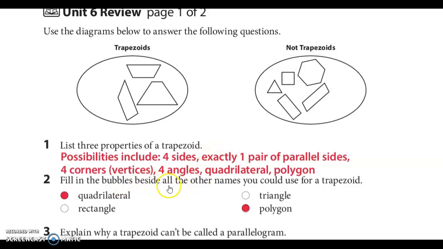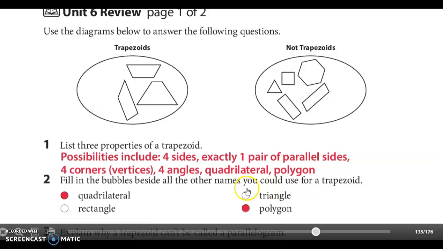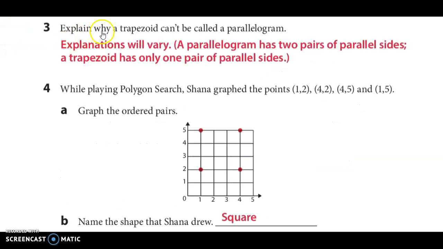Number 2, fill in the bubbles beside all the other names you could use for a trapezoid. A trapezoid could also be a quadrilateral. A trapezoid cannot be a rectangle. A trapezoid cannot be a triangle, but it can be a polygon. So the 2 correct answers are quadrilateral and polygon. Number 3, why can't a trapezoid be a parallelogram? Well, one of your answers, if it's close to this, could be a parallelogram has 2 pairs of parallel sides, and a trapezoid only has 1 pair of parallel sides. That is the main reason why a trapezoid cannot be a parallelogram.